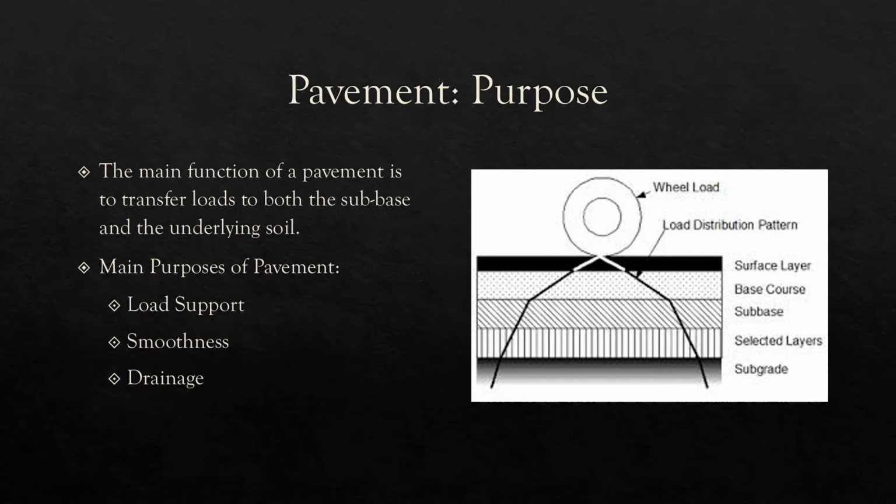And lastly, drainage. Pavement material and geometric design can affect quick and efficient drainage, thus eliminating moisture problems such as mud and ponding or puddles.